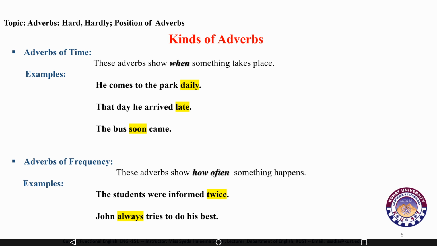Then the postman called again. My mother called again. There can be another example like, I have not seen him once today. How often have I seen him today? Not even once. Dog seldom bites. How often does the dog bite? They seldom bite. He seldom bites. Things like that. So these come in adverbs of frequency.